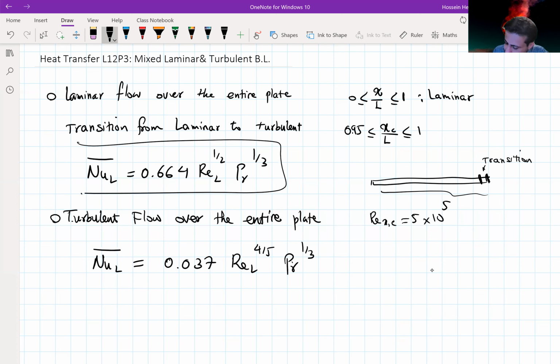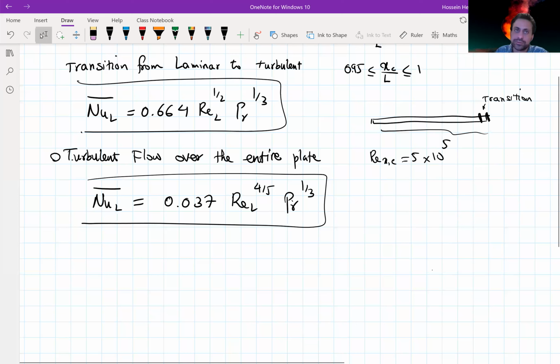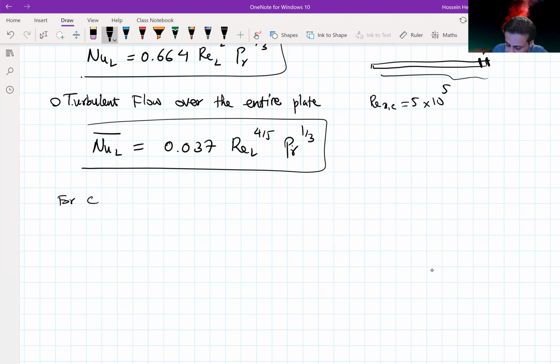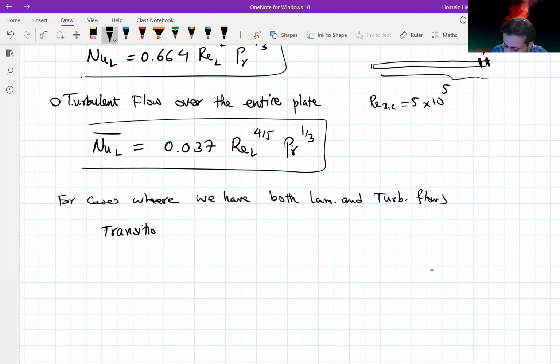So these are the two conditions when everything is considered either laminar or turbulent, but it's quite often that we have both of them. Like initially we have development of laminar flow, and after that we have the turbulent flow, or for cases where we have both laminar and turbulent flows, or transition from laminar to turbulent happens, let's say at x0 less than 0.95.